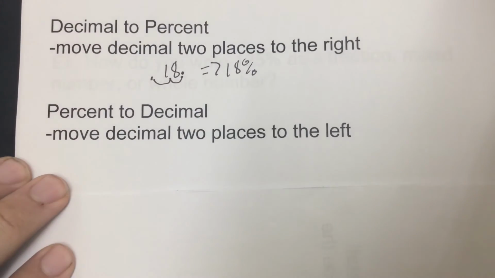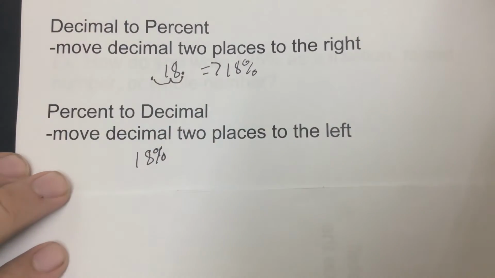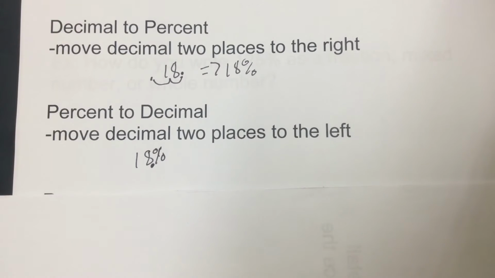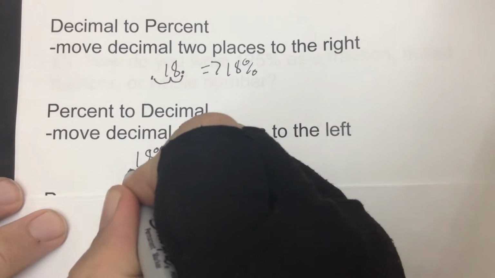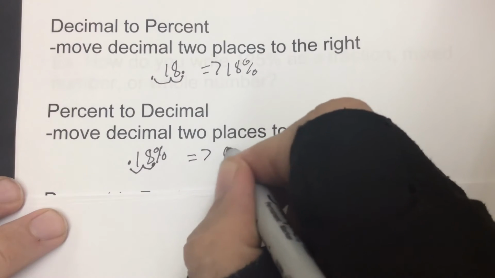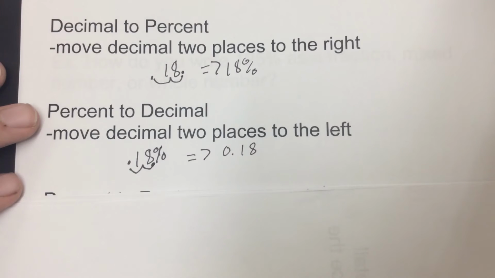If we go percent to a decimal, so say we start out at that 18%. If you don't see a decimal, it's always on the right side of the number. So we're going to go 2 to the left this time, so 2 the other way. So 1, 2. New decimal is going to be in front. So 0.18 would be that equivalency.